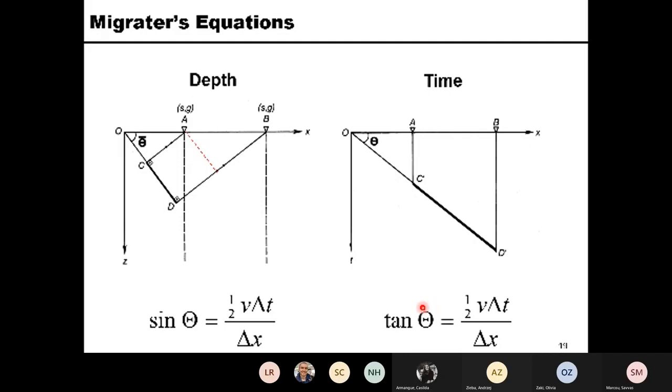Okay, one is the delta t over delta x. This is the ratio. But in geological sense, this becomes sine theta bar. And in the geophysical sense, this becomes tangent theta. So in the data space, this is tangent theta. In the model space, the sine theta bar. So you can easily memorize this equation.